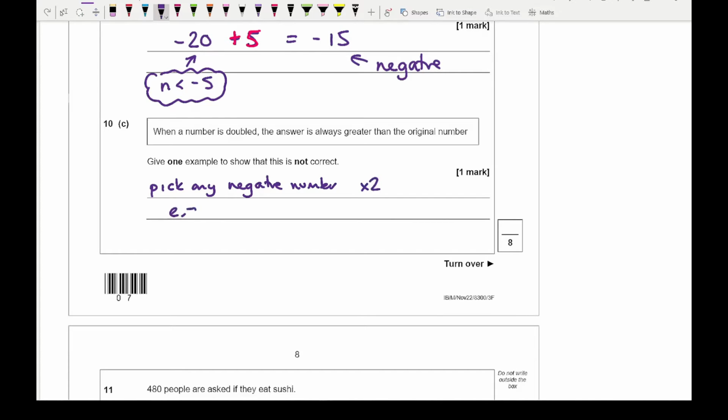So for example, e.g. if I go for -10 times 2, then that's going to give me -20, which is smaller than -10. So again, any of those, but again, you want to give an example rather than writing down a statement.